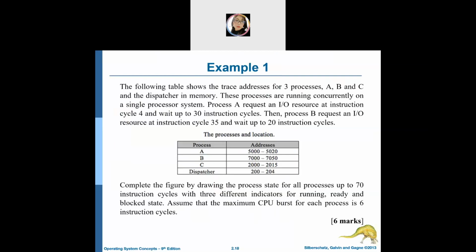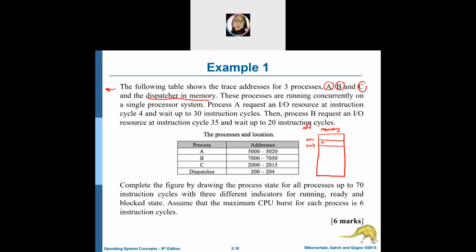The example given gives you the trace addresses for three processes. Okay, you have process A, B, C. Similar to the previous example, you have three processes, and of course you're going to place this picture in memory. So you're going to draw the memory addresses, and you have this picture start at 200 until 204. Means that your cycle is going to have only 5. But it's okay. The maximum is mentioned here. We follow the instruction first. We try to draw our table.